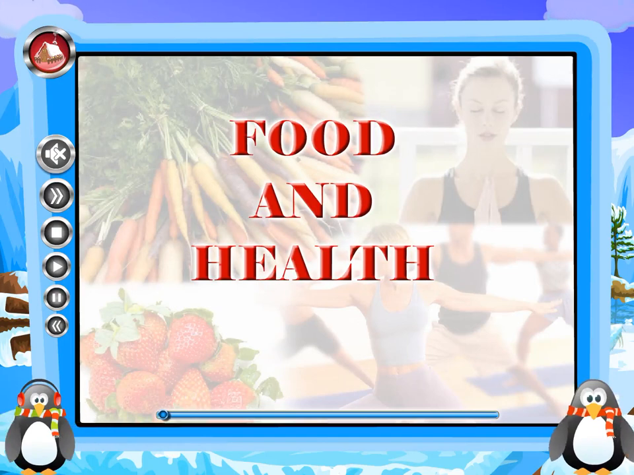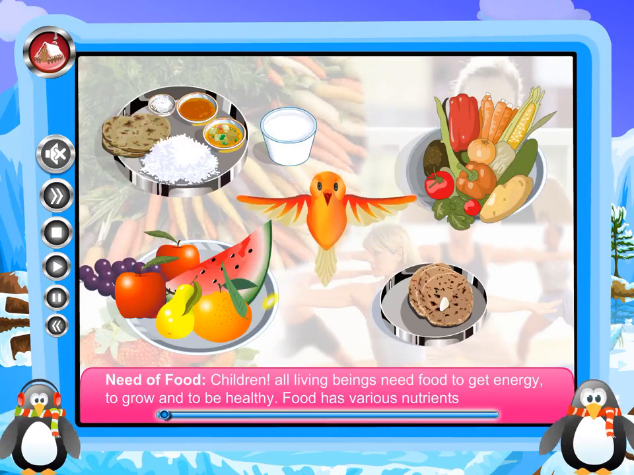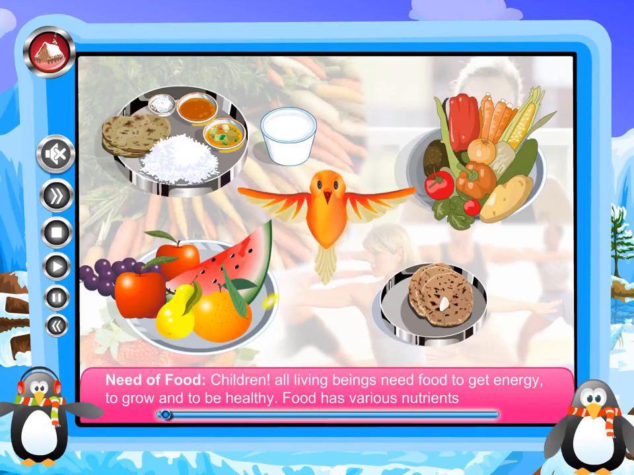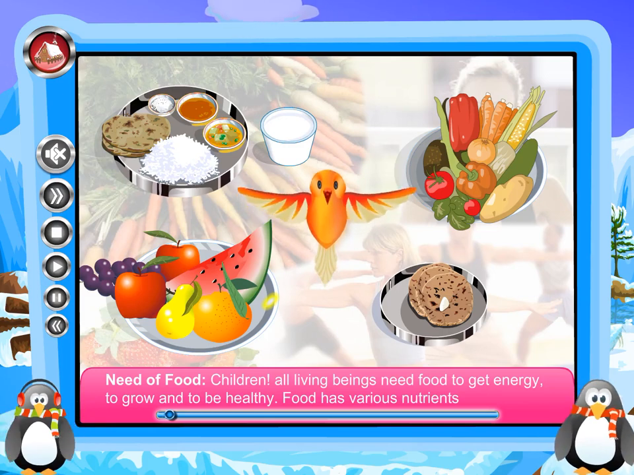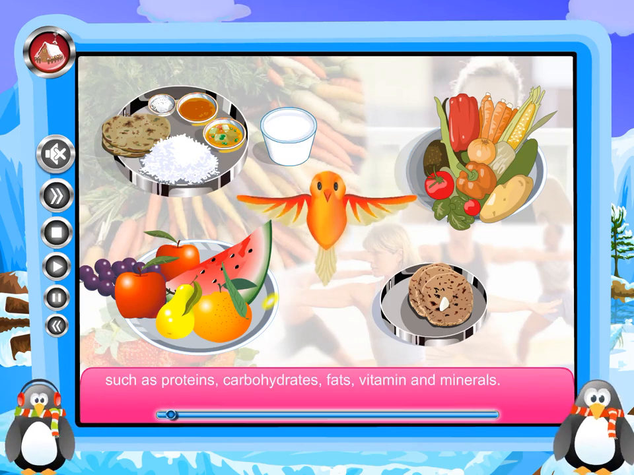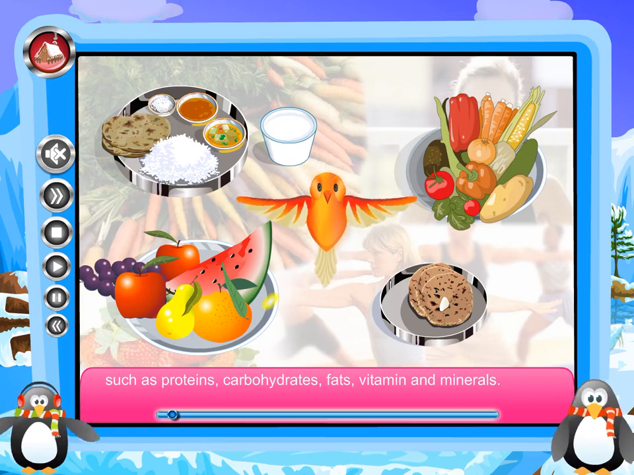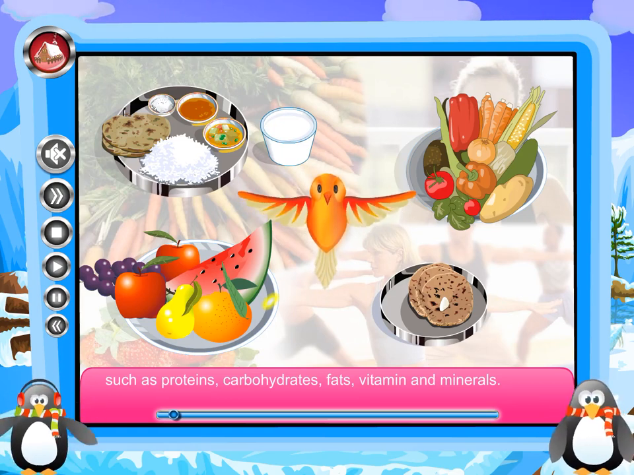Chapter 5. Food and Health. Need of food. Children, all living beings need food to get energy, to grow, and to be healthy. Food has various nutrients such as proteins, carbohydrates, fats, vitamins and minerals.